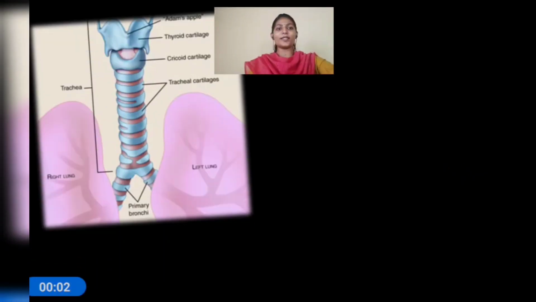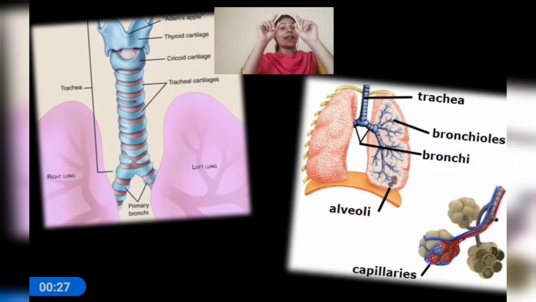The next part involved is the trachea. The trachea is a tubular structure which is protected by C-shaped cartilaginous rings. And this trachea is a connection from the pharynx into the lungs. The trachea branches into the lungs, and those branches we call the bronchi. Now each bronchus enters into the two separate lungs, and they will further divide, and that is called the bronchioles.